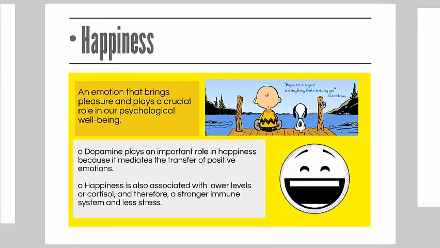Happiness. Happiness is an emotion that brings pleasure and plays a crucial role in our physiological well-being. Dopamine plays an important role in happiness because it mediates the transfer of positive emotions. Happiness is also associated with lower levels of cortisol and therefore a stronger immune system and less stress.